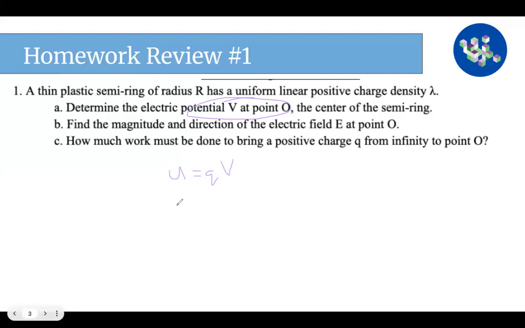Now also, I know that U equals the negative work done to bring a charge from infinity to a point. So I already found what V is in part A. All I have to do is work would be the negative Q times the V, and you'll be getting your answer for part C. This is just a conceptual question.